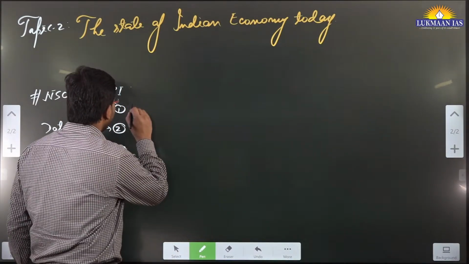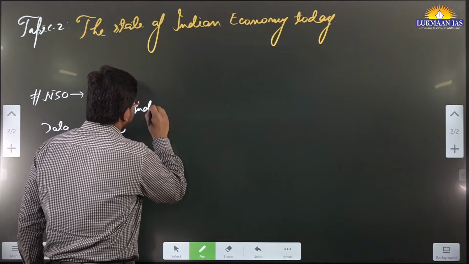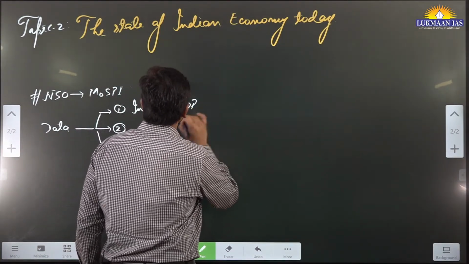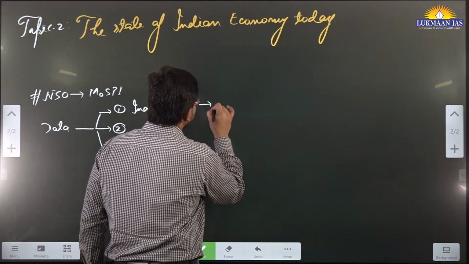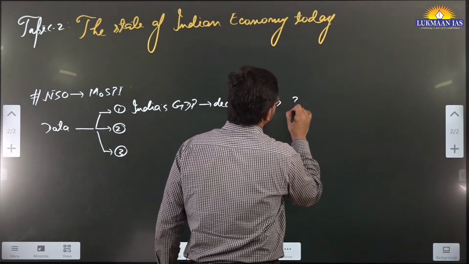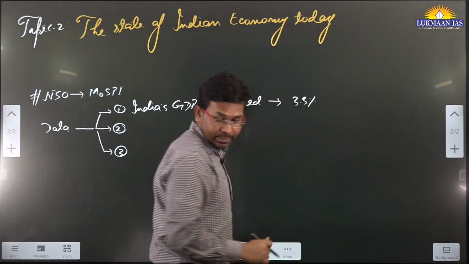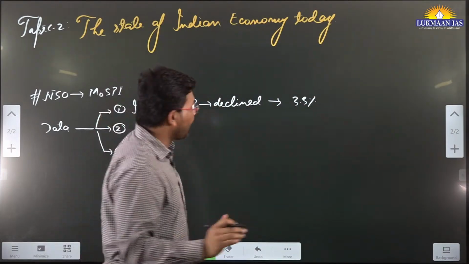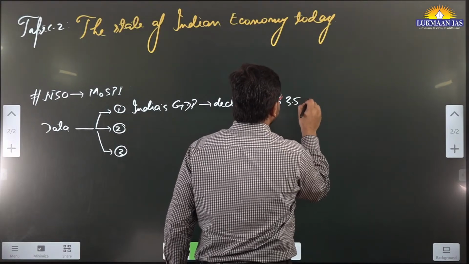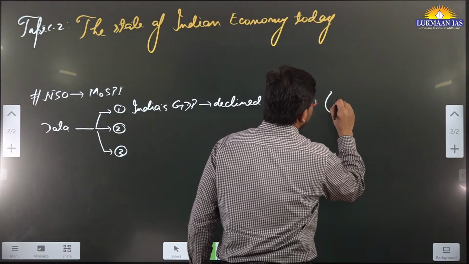So number 1 is that India's GDP continuously declined, and it fell below 3.5%. What is the period?